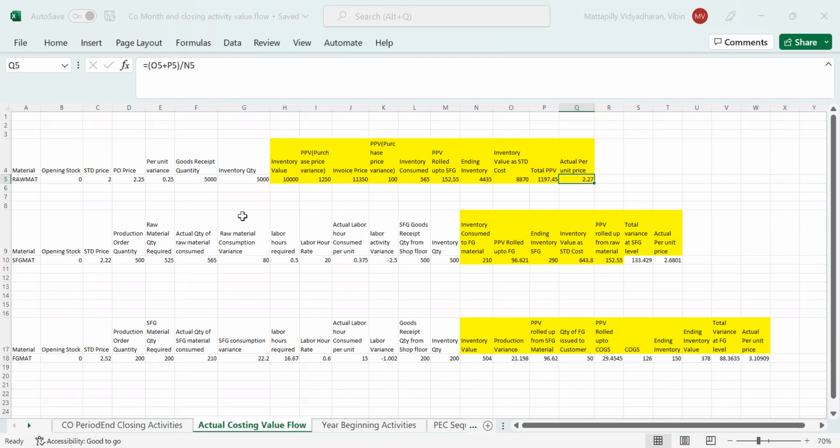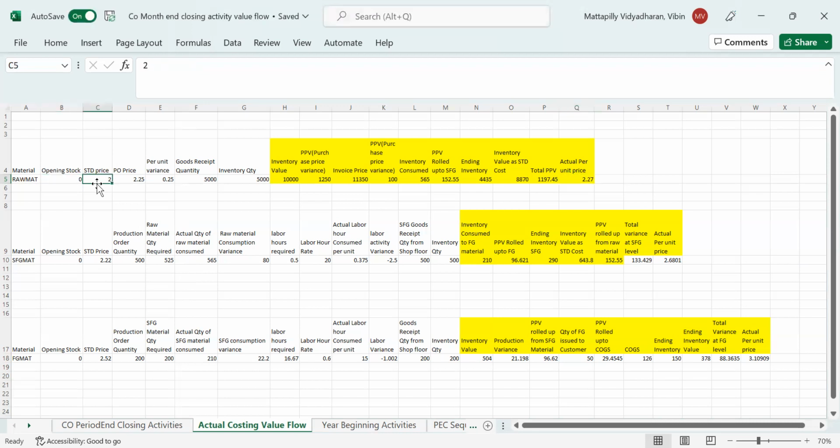Here we discuss in the background of raw material procurement, consumption of raw material to manufacture SFG, consumption of SFG material to manufacture FG material, and goods issue of FG material to customer. So in the background of these transactions, let's find out from this example how the actual cost of these materials is being calculated. Let's assume at the beginning of the month, raw material opening stock is 0.